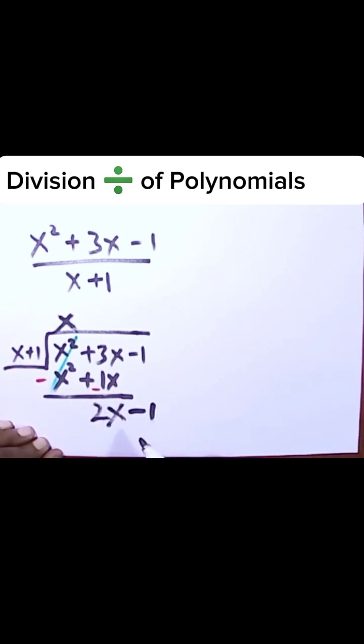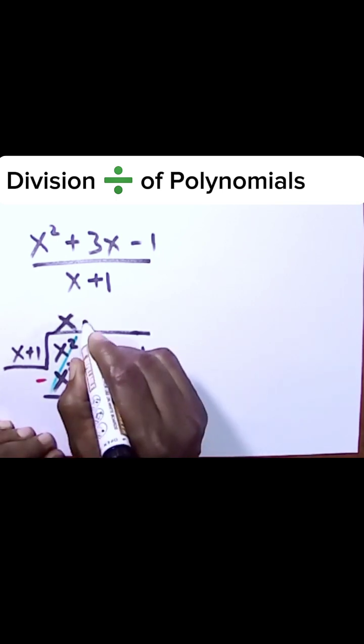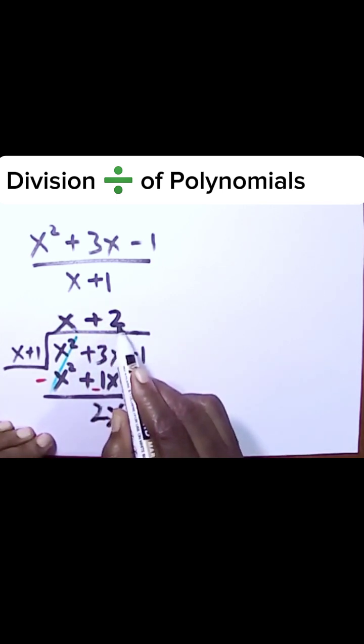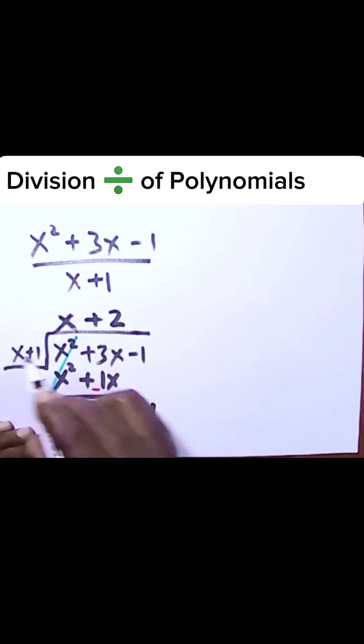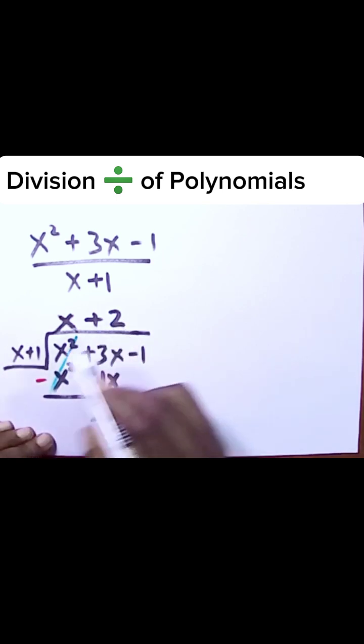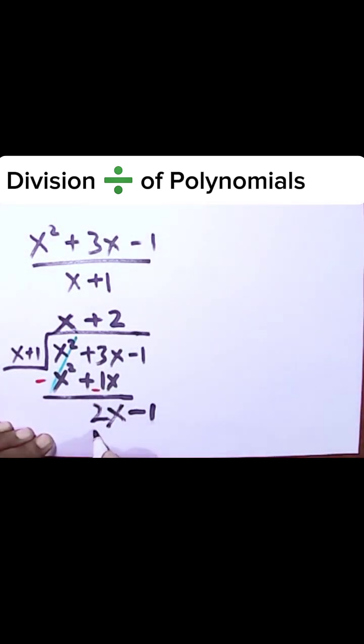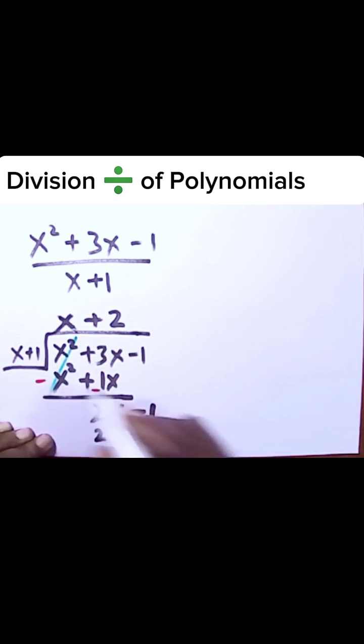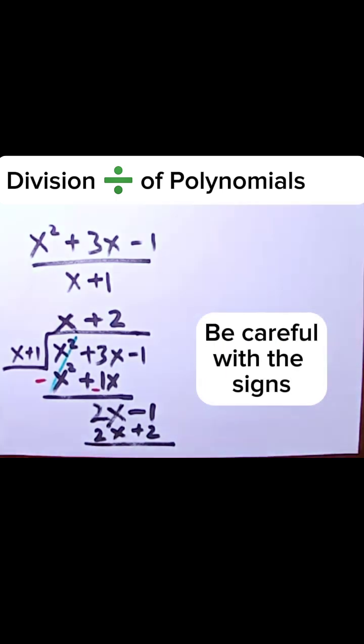x goes into 2x. What you get there is plus 2. And you now use this plus 2 to multiply this whole expression. 2 times x will give you 2x. 2 times plus 1, you get a plus 2 there. And you do essentially the same thing. You subtract the lower term from the upper term. But guys, you have to be very, very careful with the signs.